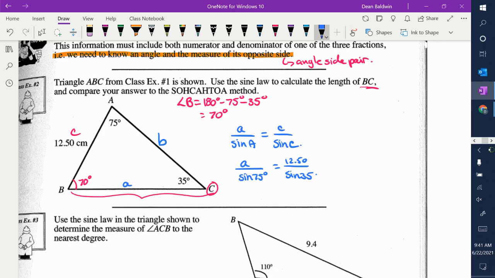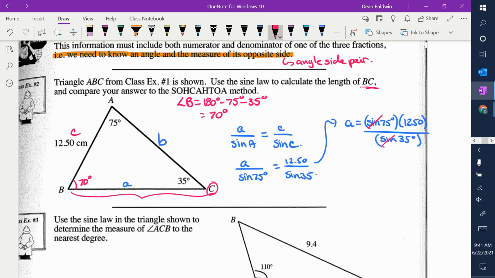All right, how do I solve for A? Just do it. Yes, we multiply the sine 75 up there. So we go A is equal to sine of 75 degrees times 12.50 divided by sine of 35. Okay, I'm going to do something. You're probably going to laugh, but I've seen people do this. Do not do this. Oh, well, that sine and that sine cancel out. So it's just 75 times 12.50 over 35.